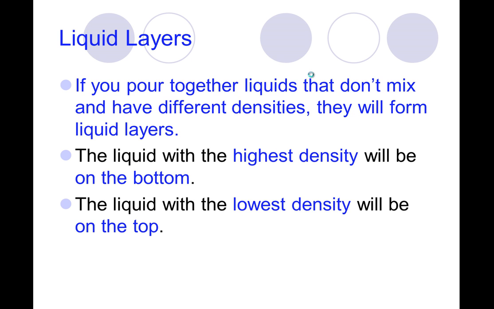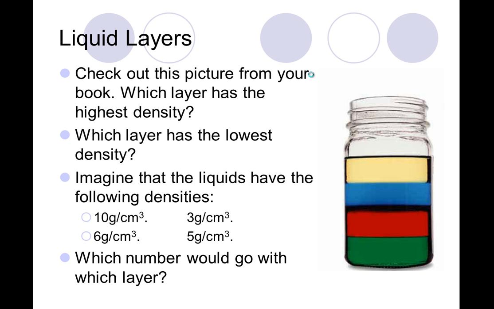Okay, now that you've practiced doing some of the math, let's start actually looking at it in action. Let's talk about liquids. If we pour liquids together and they don't mix because they have different densities, they will form layers. The liquid with the highest density, meaning the largest number, will be on the bottom. The liquid with the lowest density will be on the top. So let's look at this picture. This is a common picture that's probably in your book. Which layer has the highest density, which means the one with the biggest number? Hopefully you said the green one. Which one has the lowest density? Hopefully you said the yellow one.